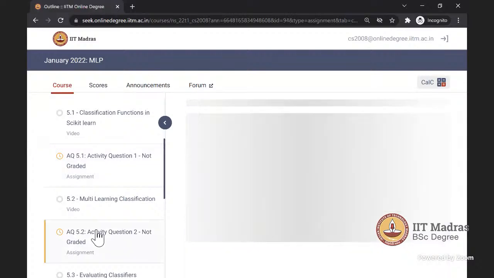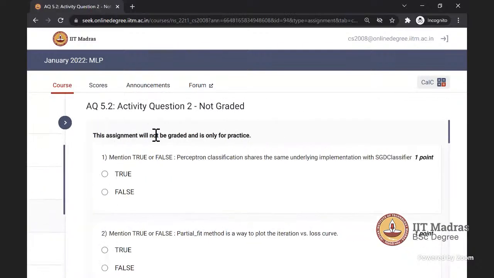Let's move to the second set of activity questions. Mention true or false. Perceptron classification shares the same underlying implementation with SGD classifier. True or false? True. It's true. Correct.